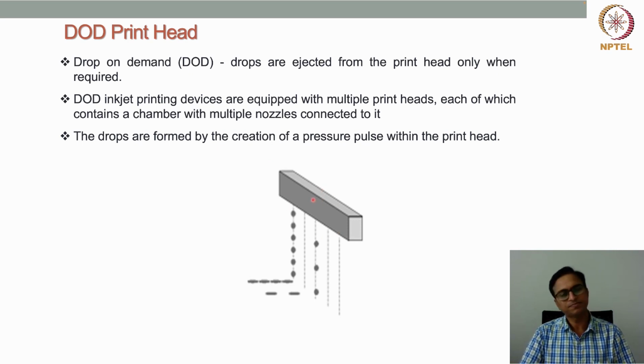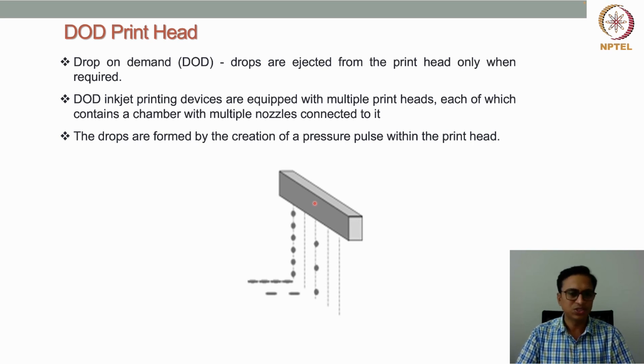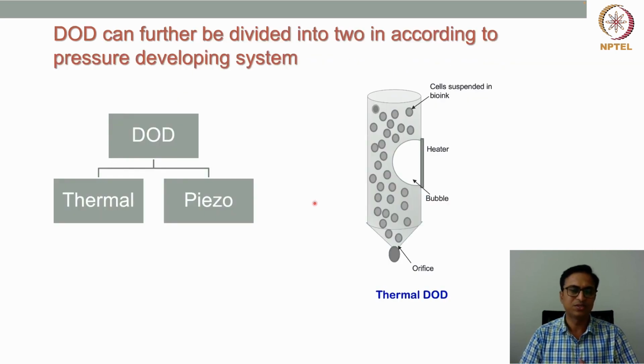Now, whenever a pressure pulse or a signal is given to the printer, only at that time the droplets will be generated. If no signal is given, the droplets will not be generated. We'll see how the droplet is generated in this kind of drop on demand system. Again, this drop on demand system can be divided into two different types based upon the pressure developing system. That means whenever the signal is given, a pressure pulse is created, and then the droplets are generated. Those two are thermal based or piezoelectric based.